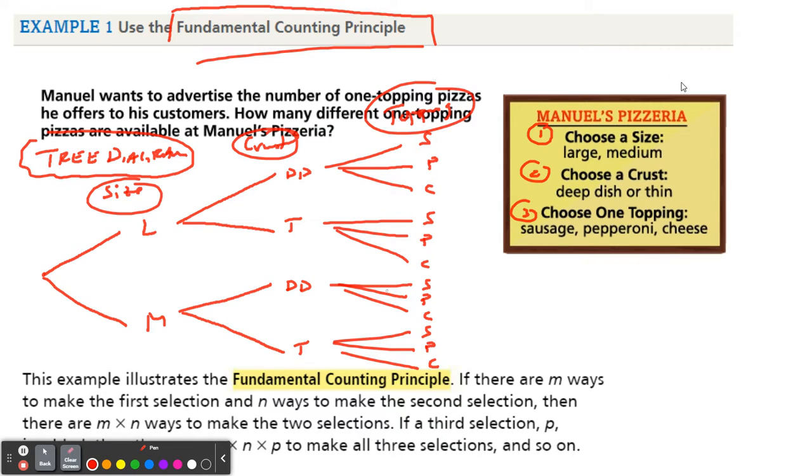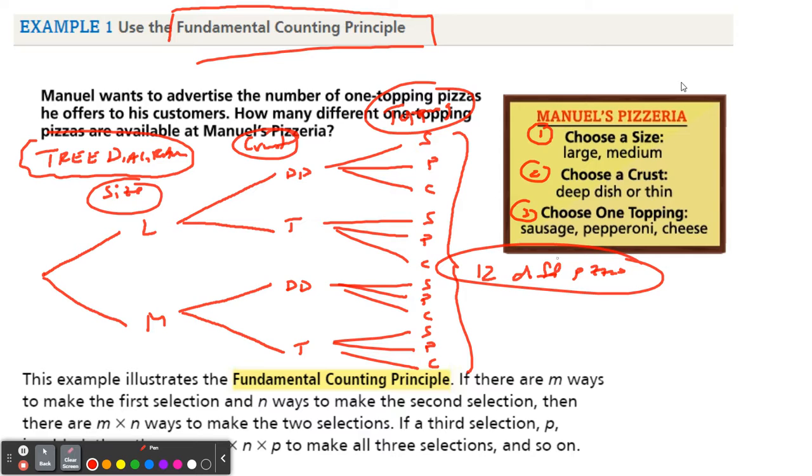So if you look here, how many different ways are there to make a pizza? Well, it's just going to be the number of last branches. If we count these, it's 1, 2, 3, 4, 5, 6, 7, 8, 9, 10, 11, 12 different pizzas. 12 different one-topping pizzas.